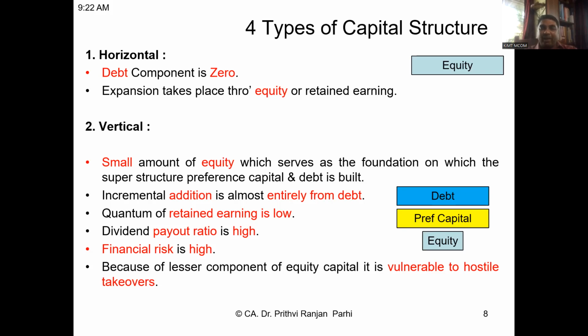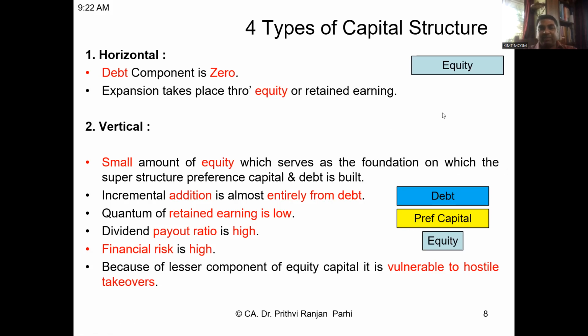Financial risk is also high because of a large amount of debt, so fixed commitments are more. Because of the lesser component of equity capital, it is vulnerable to hostile takeovers. So some outsiders may take over this firm in an unfriendly way. Hostile takeover is possible because of this vertical capital structure.